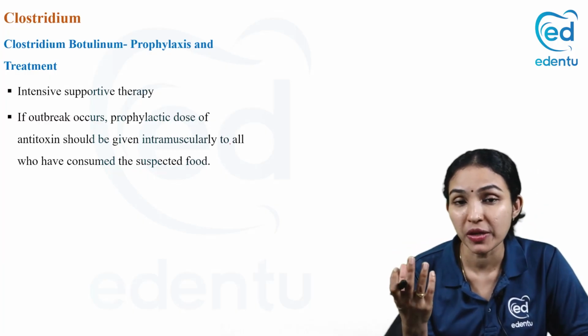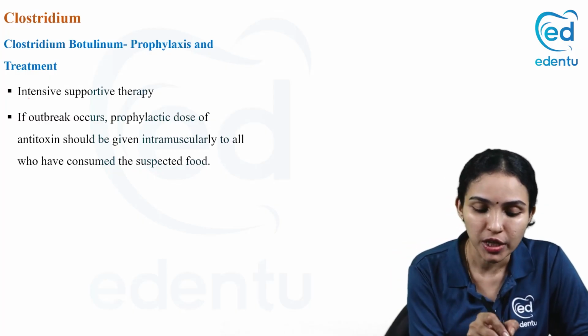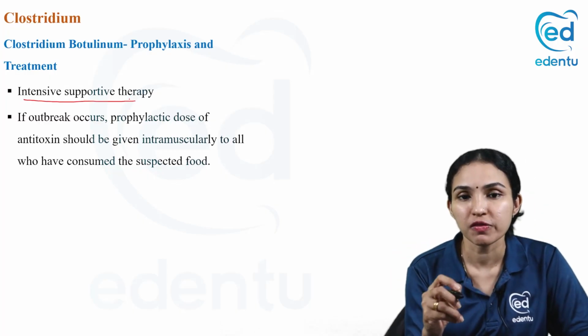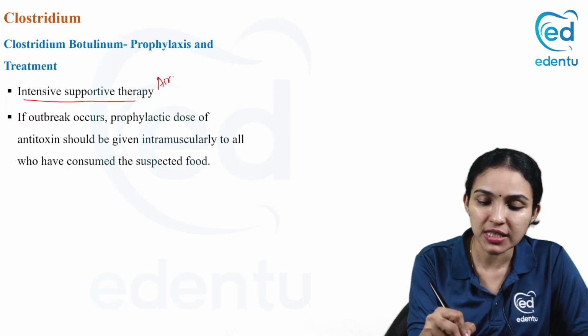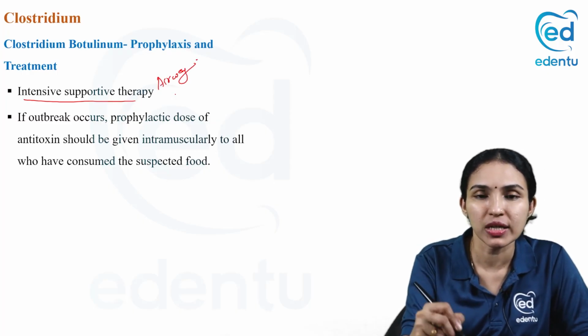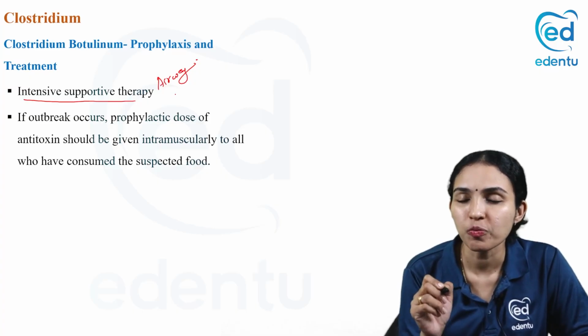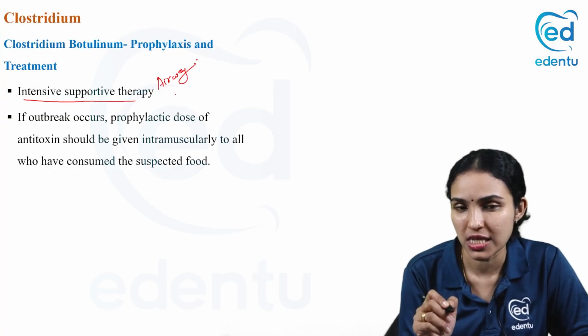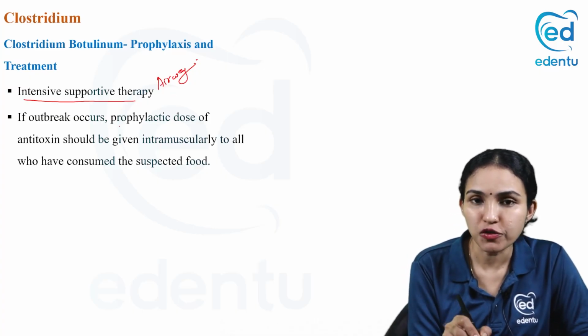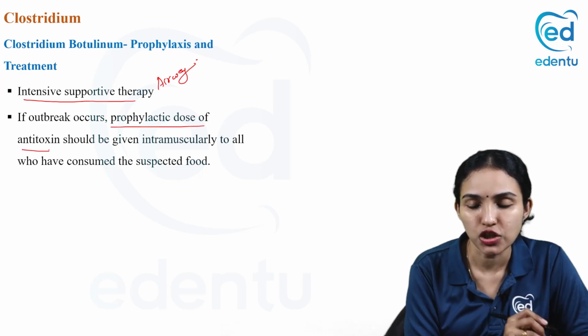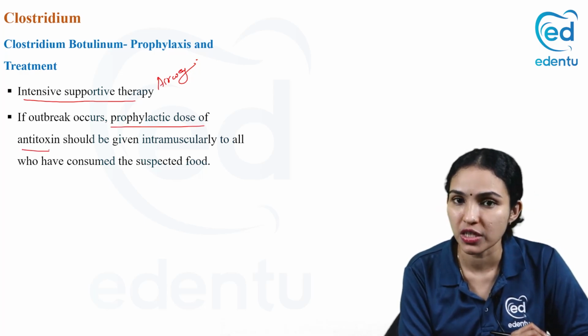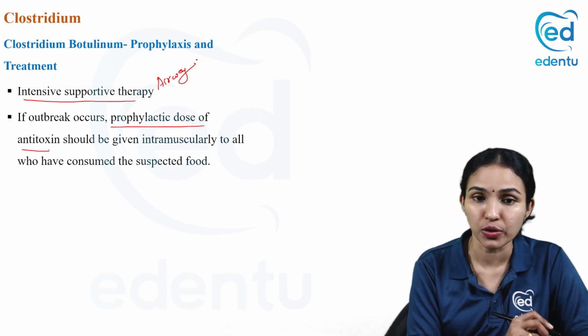When a patient develops the symptoms of botulism, you have to give intensive supportive therapy. You have to maintain the airway, breathing and circulation. If an outbreak occurs, where a group of people who consumed this food develop similar symptoms, you have to give a prophylactic dose of antitoxin intramuscularly to all who have consumed the food. That is how you can prevent it.